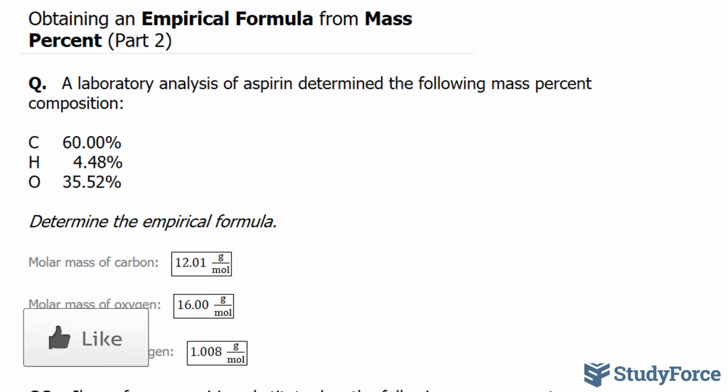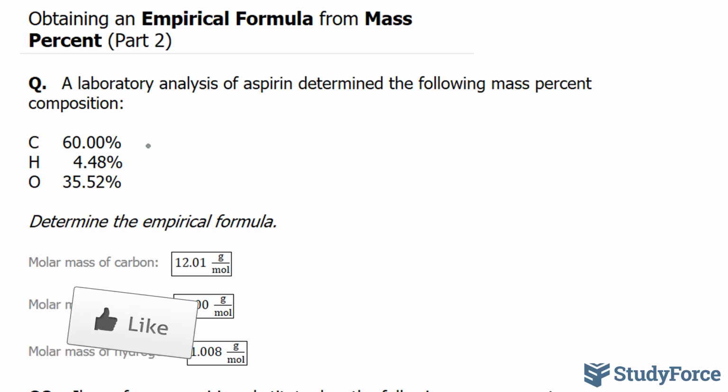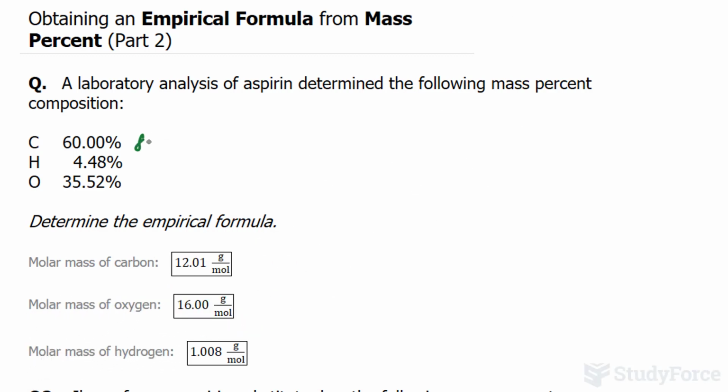If we had 100 grams of aspirin, we would have 60 grams of carbon, we would have 4.48 grams of hydrogen, and 35.52 grams of oxygen. What I would like to do is multiply each of these masses by the molar mass. So I'll take 60 grams and multiply it by 1 mole over 12.01 grams. Let me show you what I mean.